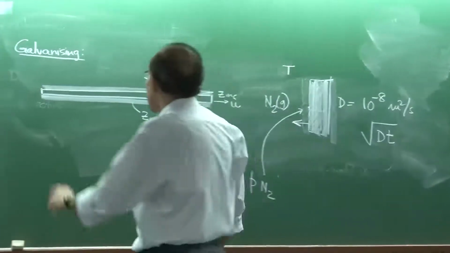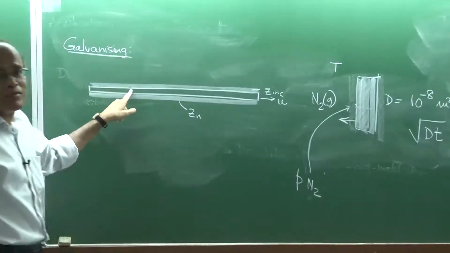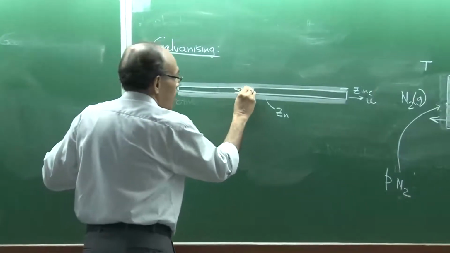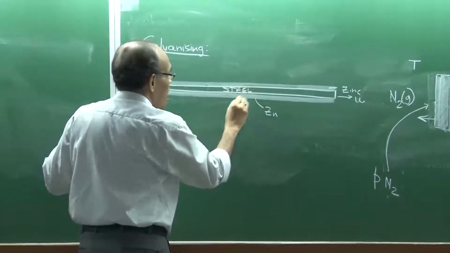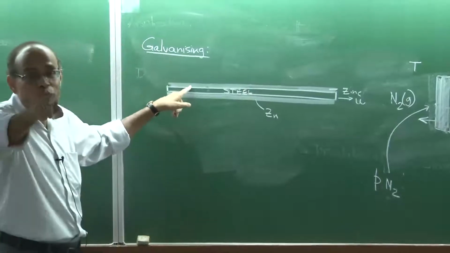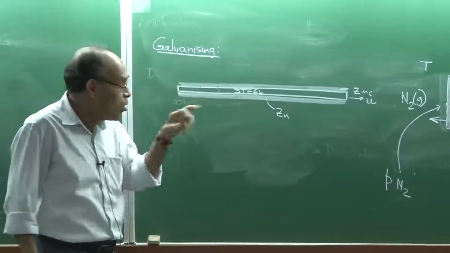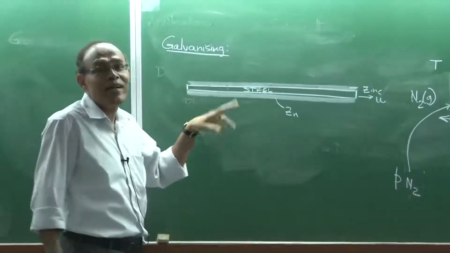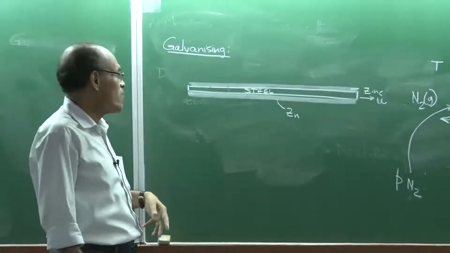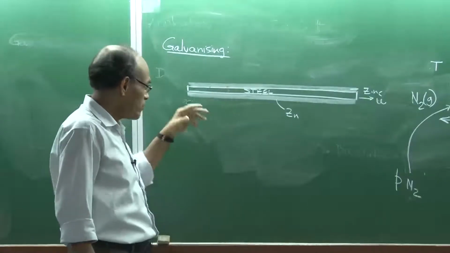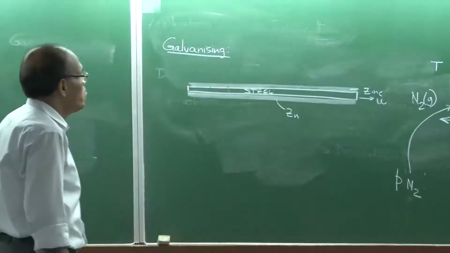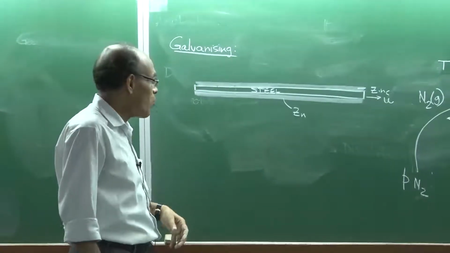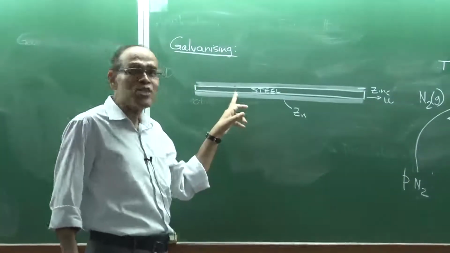But zinc has finite solubility in steel also. So this is my steel, and as a result, zinc tends to go inside. The bonding of zinc with iron is through the diffusion of zinc into the body of the iron, where a chemical reaction takes place, and the chemical reaction makes the zinc produce some intermetallic compounds with iron. So this is a combined solidification problem.